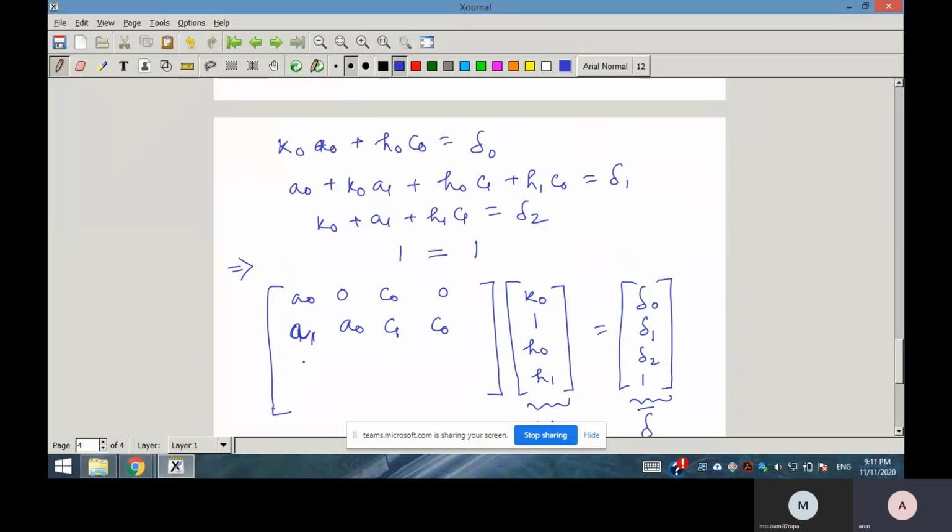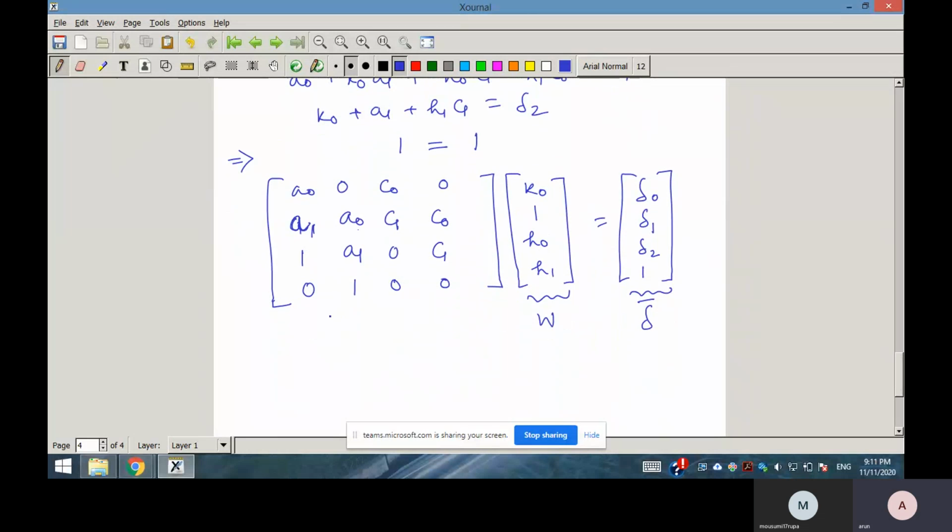K0 coefficient is 1. And this is your a0, then a1 into 1, so a1, and this is your h0, and this is your c1. This should be this. And then what is the last one? Last one is 0, and this is 1, this is 0 0. Yes. So that means a particular structure of matrix we are getting.